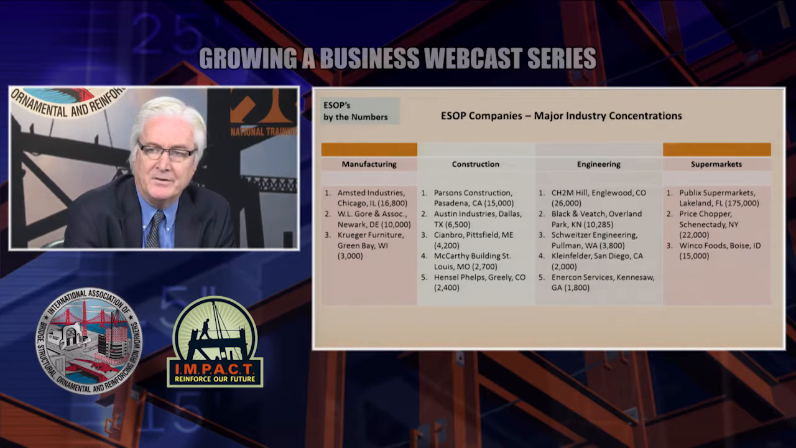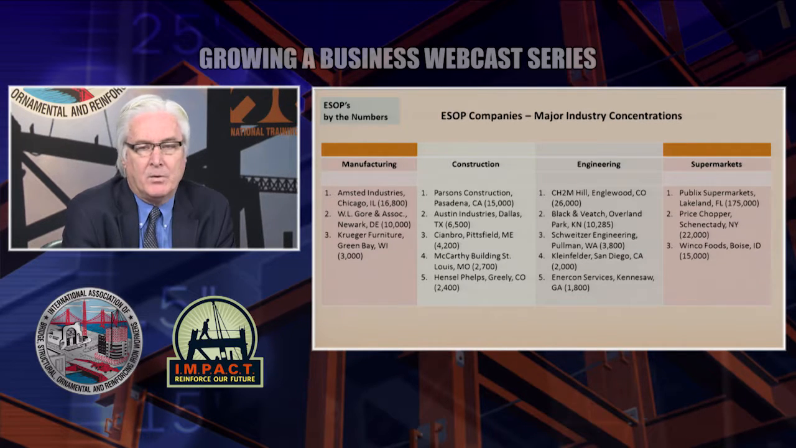You've got manufacturing, and you've got a lot in supermarkets. The Publix supermarket chain in Florida is the largest of all of the ESOPs in the country. It's a combination, actually, of a profit-sharing plan that owns employer stock and an ESOP. Price Chopper and Winco Foods are two others. In Chicago, the largest manufacturing ESOP is Amsted Industries. They manufacture railroad cars and the undercarriage of railroad cars. W.L. Gore, the maker of Gore-Tex, the fabric, is a very successful large ESOP company, and Kruger Furniture in Green Bay, Wisconsin.